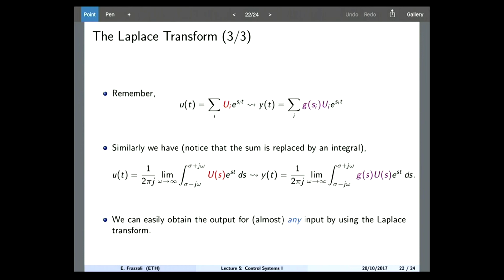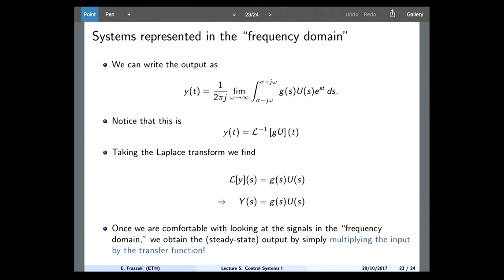And now look at what happens here. What we have as an output, instead of having that complicated expression we wrote before, is that the transform of the output can be obtained by just multiplying the transform of the input times the transfer function. This is the equivalent of that integral that we wrote before.